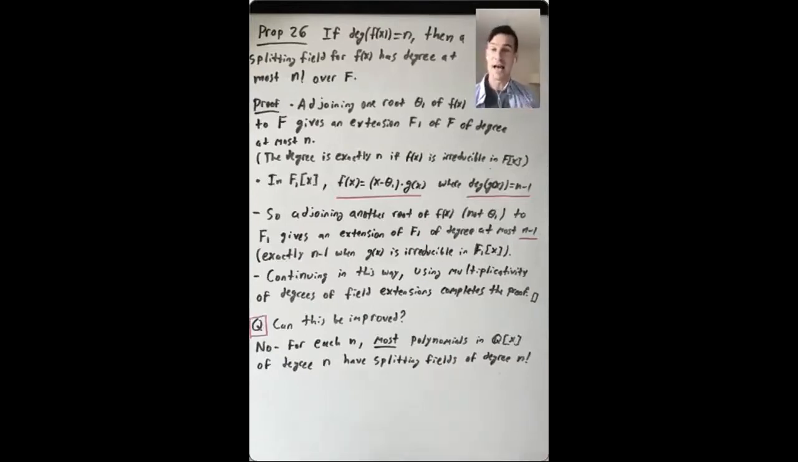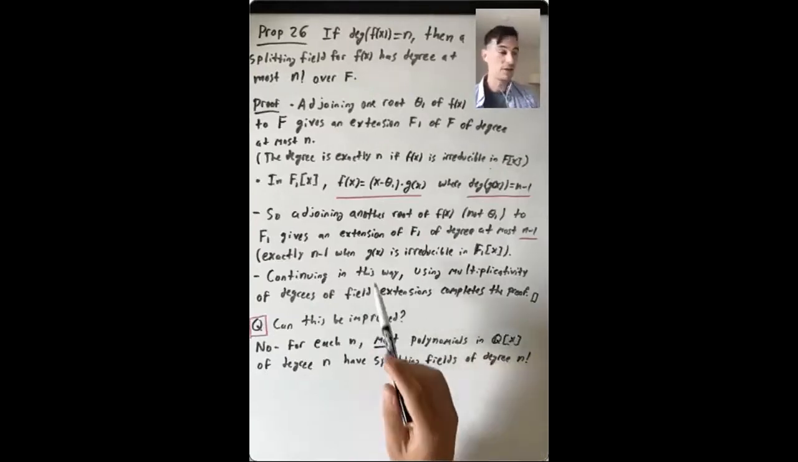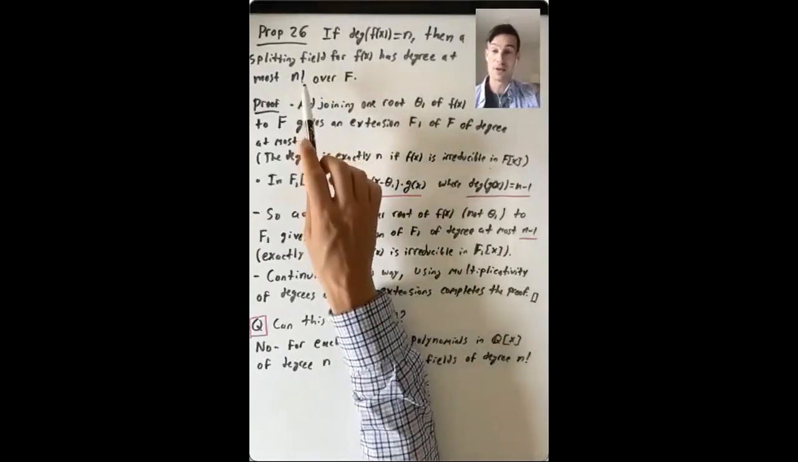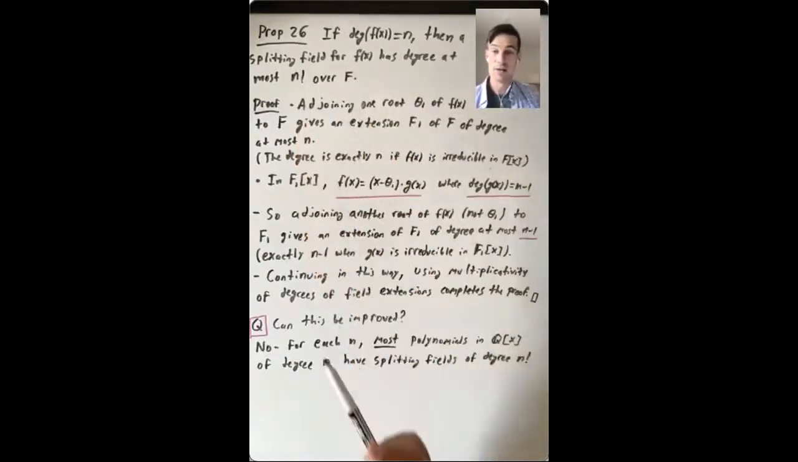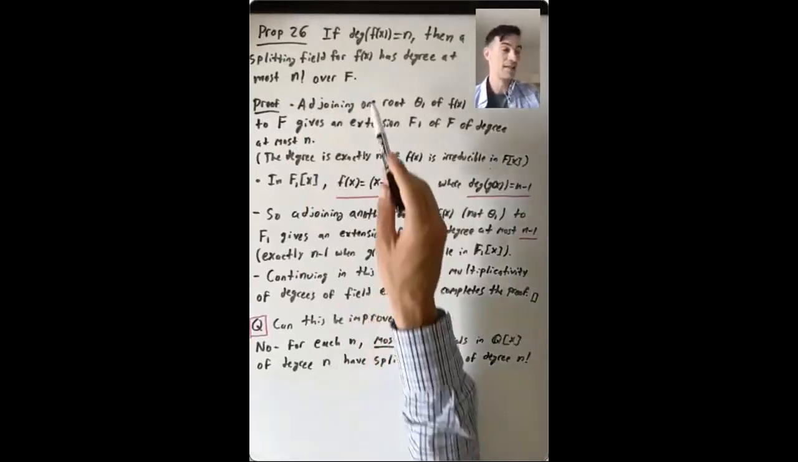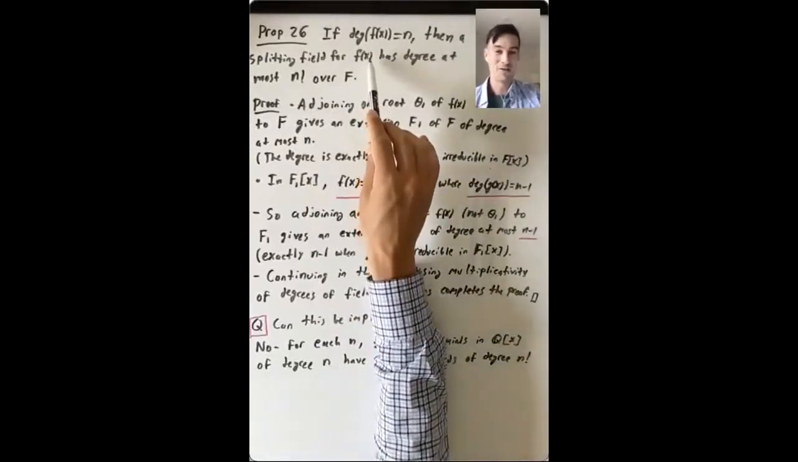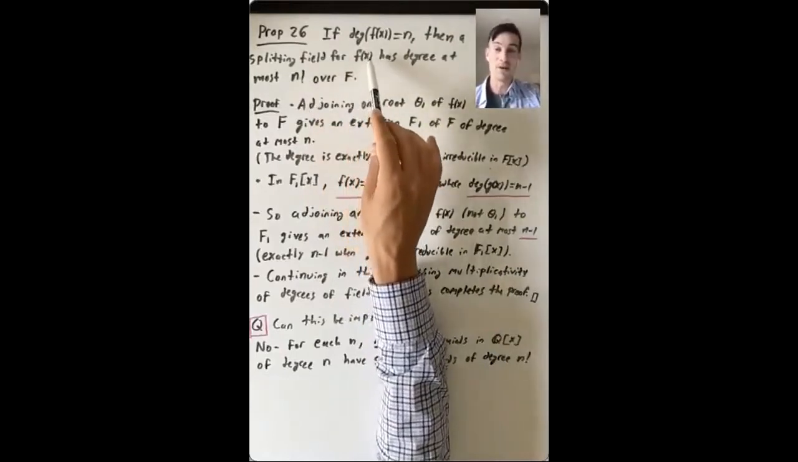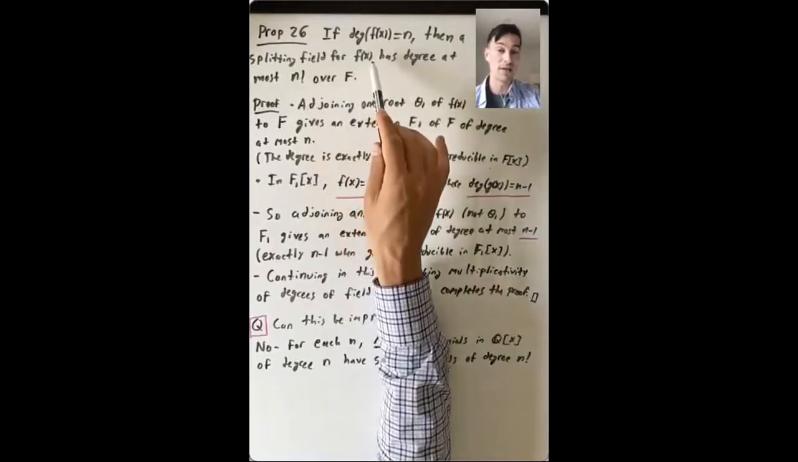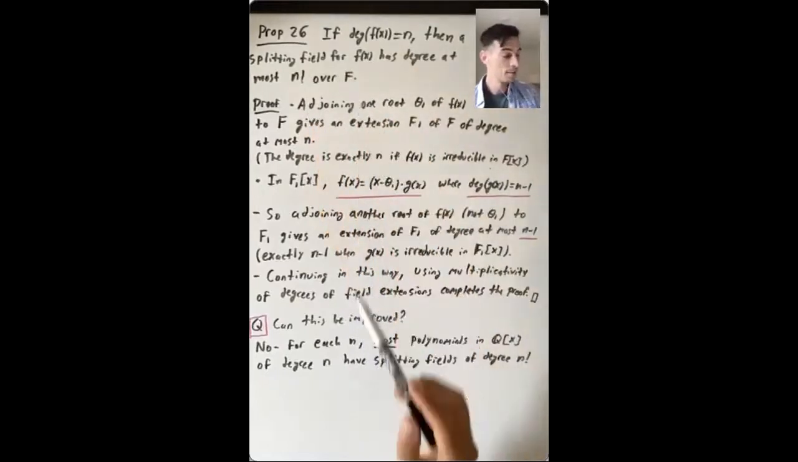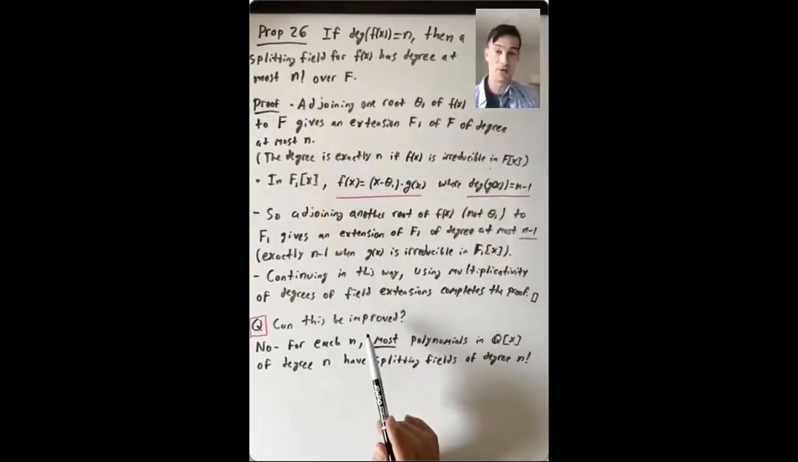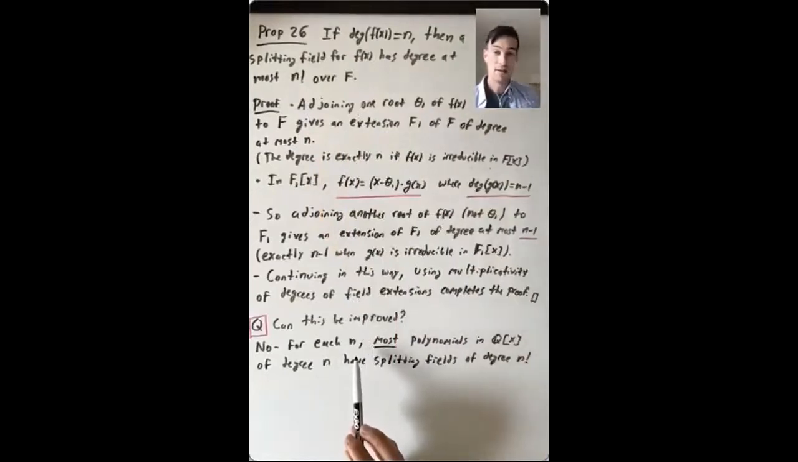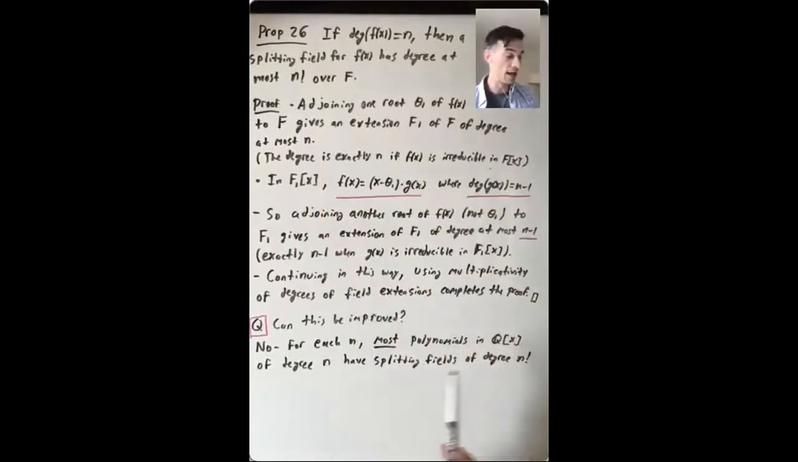And it's very natural to ask, can this be improved? Like, does this really happen where the splitting field has degree n factorial? And the answer is yes. We'll see some examples in this lecture: for a quadratic polynomial, you'll see splitting fields of degree 2. For cubic polynomials, we'll see an example where you have a splitting field of degree 6, which is 3 factorial. The answer is this cannot be improved in general: for each n, most polynomials in Q[x] of degree n have splitting fields of degree n factorial.